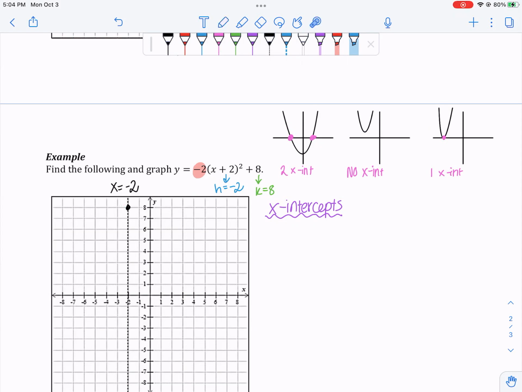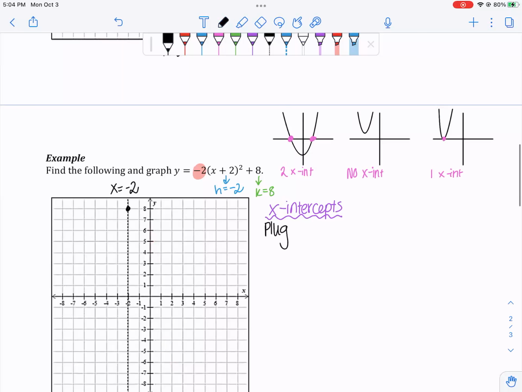Now, because it opens down and our vertex is above the x-axis, it is going to have two, just by the shape it's going to make. It will have two. The way that we find x-intercepts is we plug in y equals 0, and then we solve for x. Not for k, for x. So this is the equation. So I'm plugging in 0 for y.